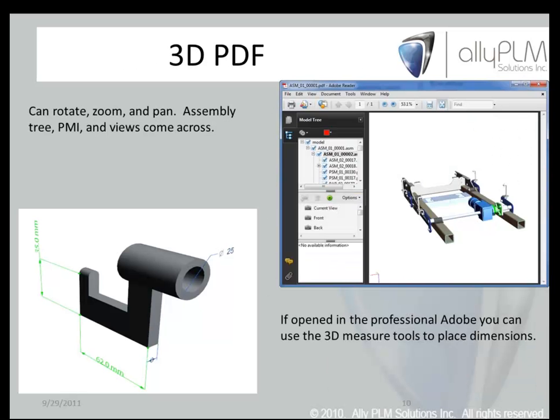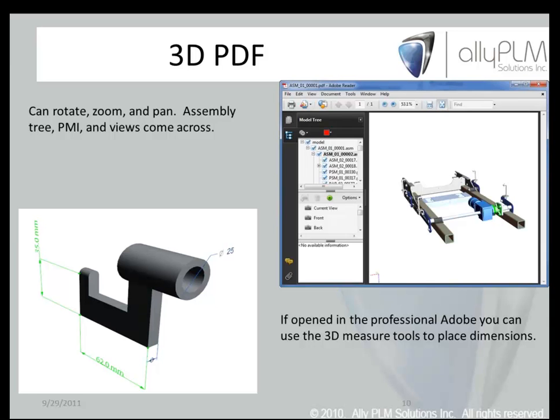They've also added the new 3D PDF, which a lot of people had been asking for. The way this works, you save out the 3D PDF, and in the free viewer, you can open it up, and you see the screenshot there. It comes across with the assembly tree and the camera views. You can rotate, zoom, pan, do all that kind of stuff in the free Adobe Reader.